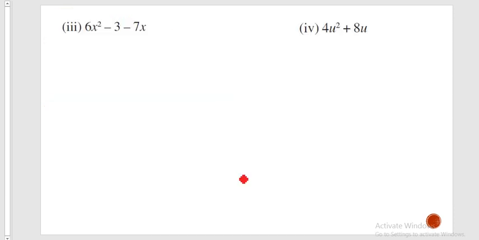Now let us move on to one more question. If you observe this particular situation, whenever you want to factorize, first of all write the given polynomial in the powers of their decreasing order, right? So I can write it as 6x square minus 7x minus 3. Now go on with the splitting method.